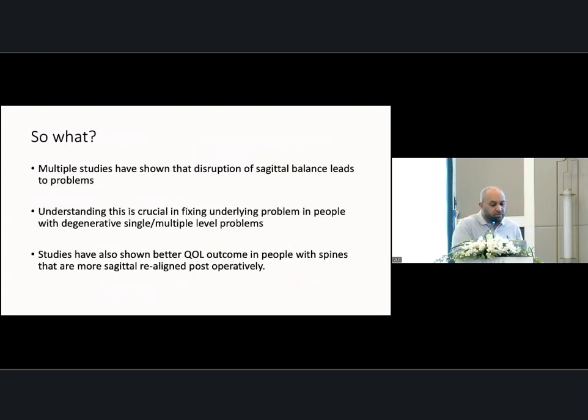Why is that important? Because we know through multiple studies now that a disruption of the sagittal balance does lead to problems. And if you don't correct the sagittal balance, then the problem you've just fixed will get worse down the line. I know that Professor Drummond doesn't believe in sagittal balance, but that's fine. Do you believe in the tooth fairy? No. All right. And also, some studies have shown that quality of life outcome in people who have been sagittally aligned is better. So there's definitely some evidence that it's true.